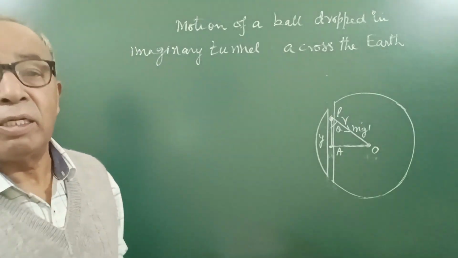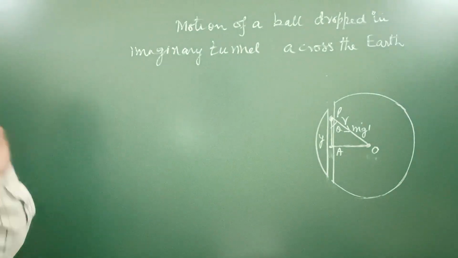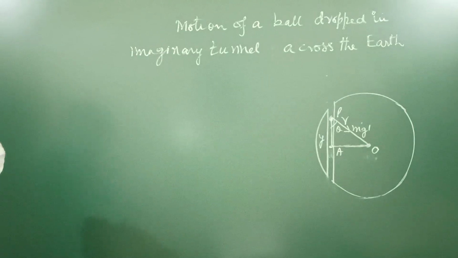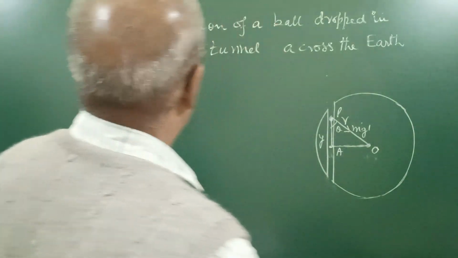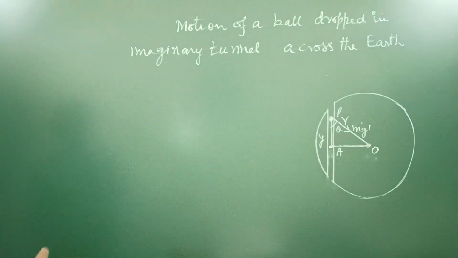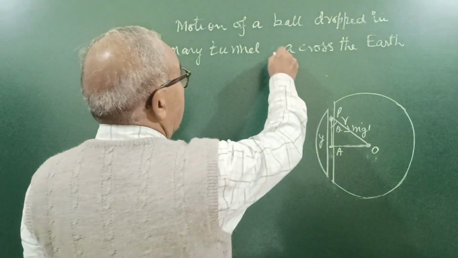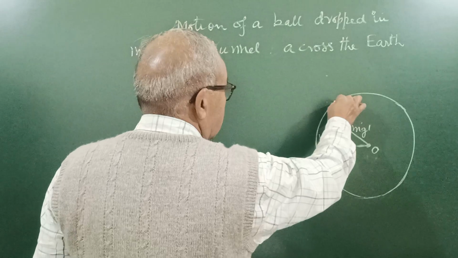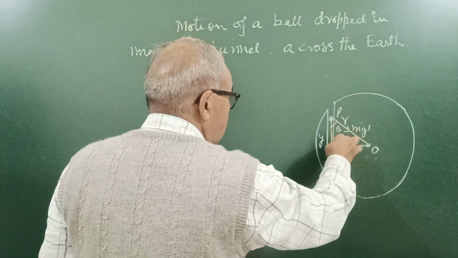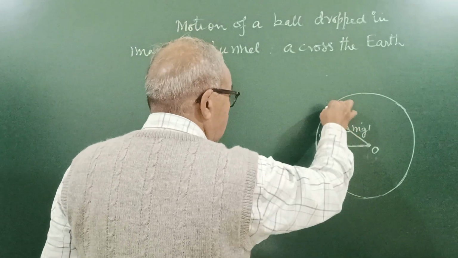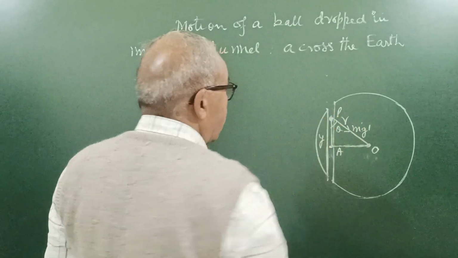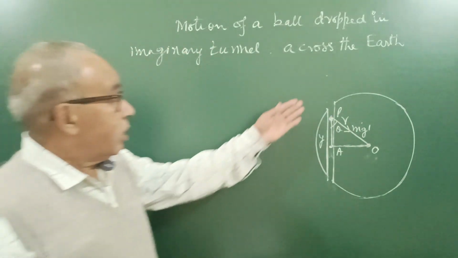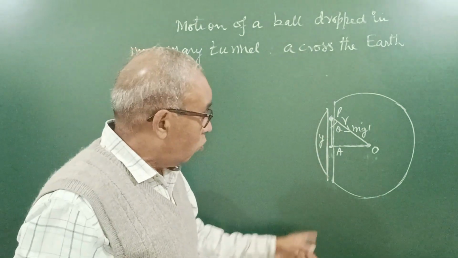Well, dear students, here is an interesting topic on simple harmonic motion. That is the motion of a ball dropped in an imaginary tunnel across the earth. Suppose here we have a tunnel across the earth anyhow, and we drop a ball here, then it will oscillate to and fro.